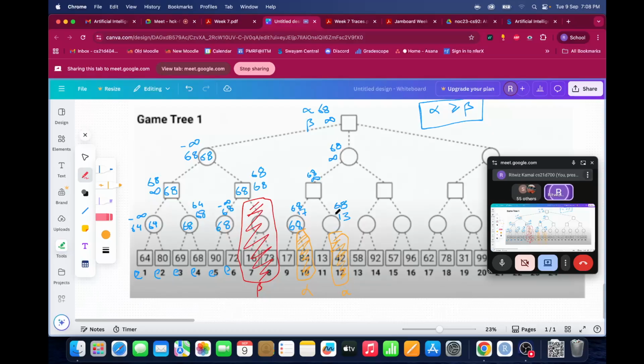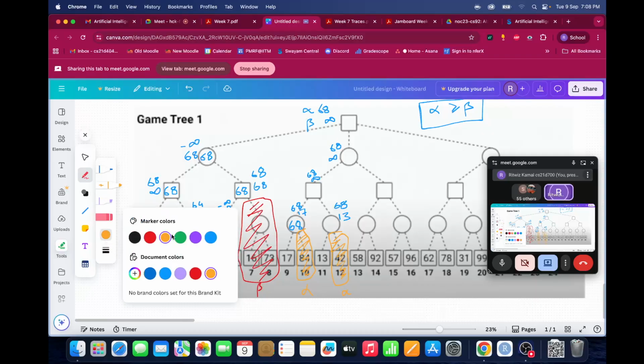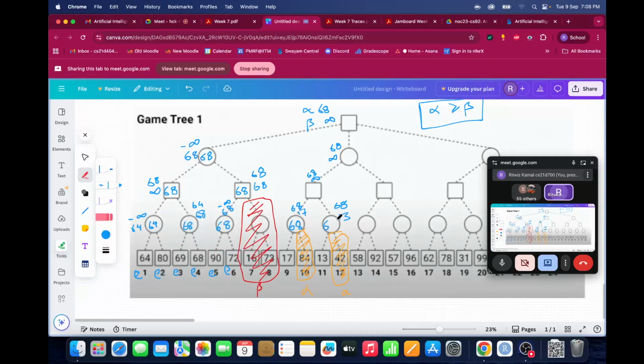This is also an alpha cutoff and this will return the alpha value, which is 68. So this will again return 68. The alpha value will remain 68, so no change. This will have a value of 68.